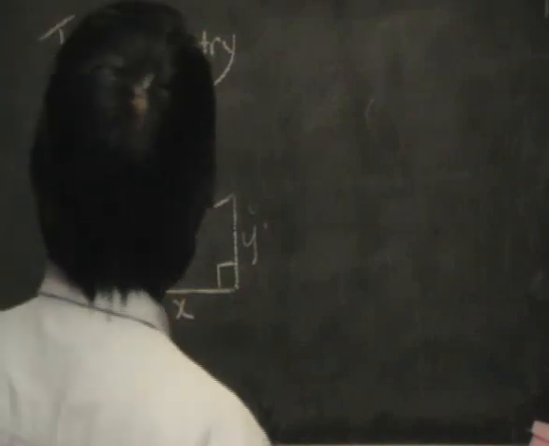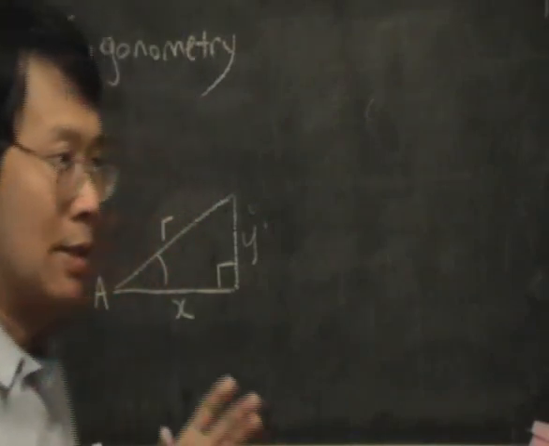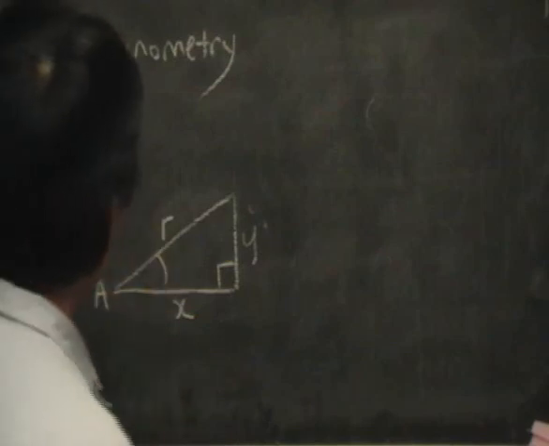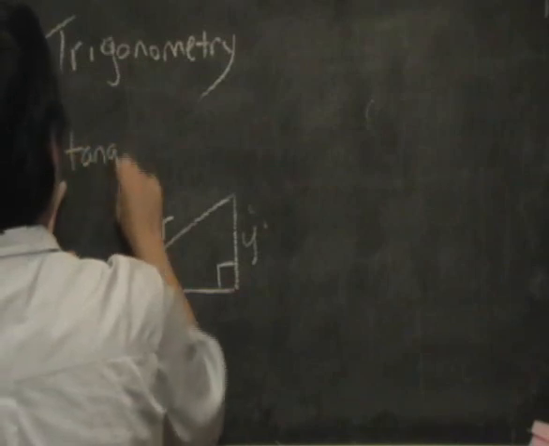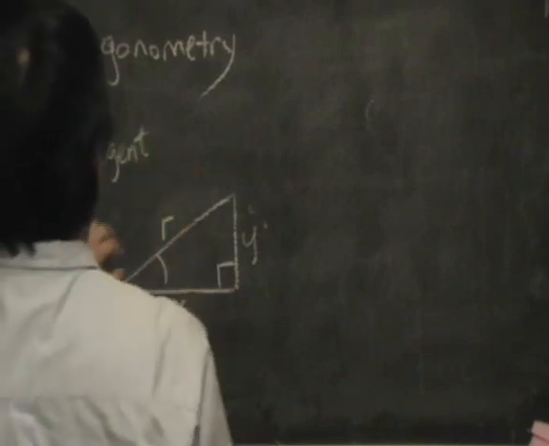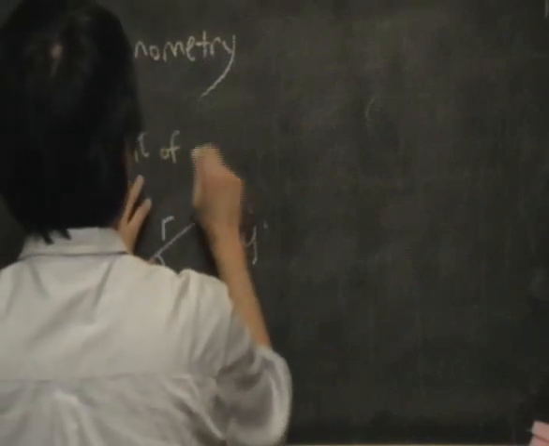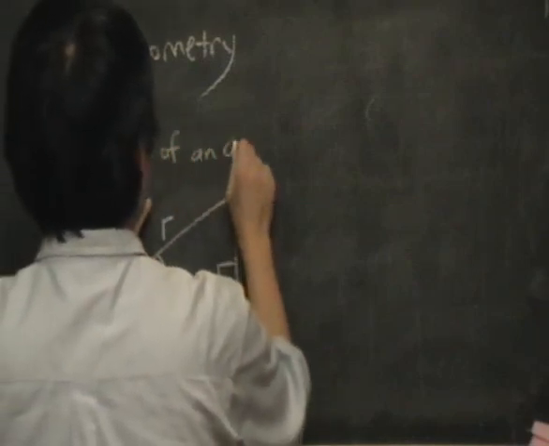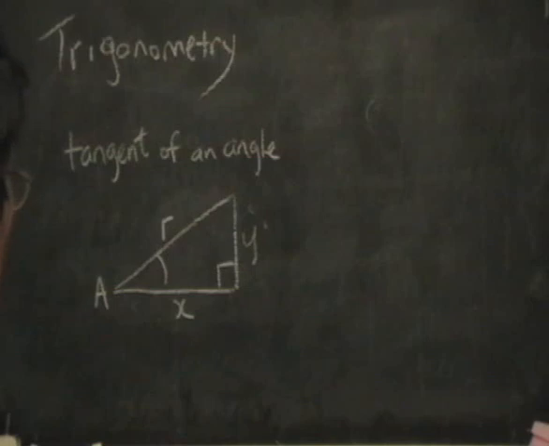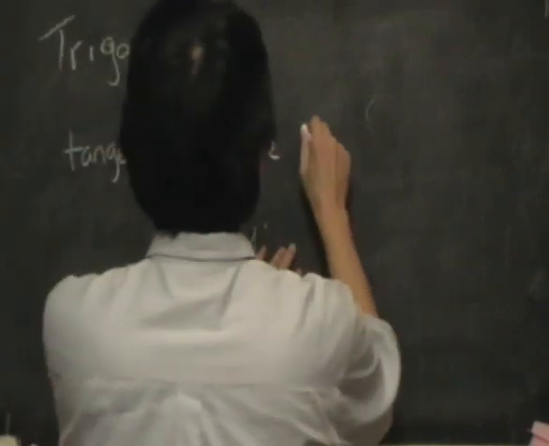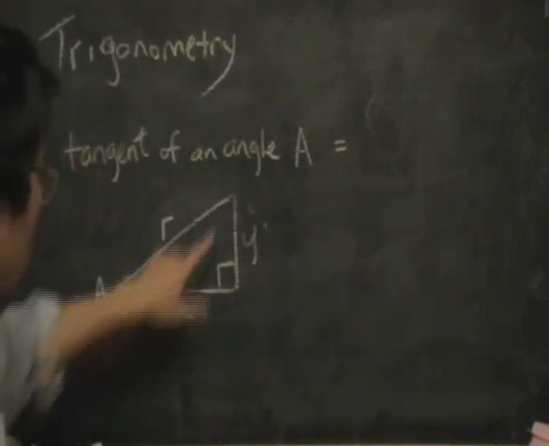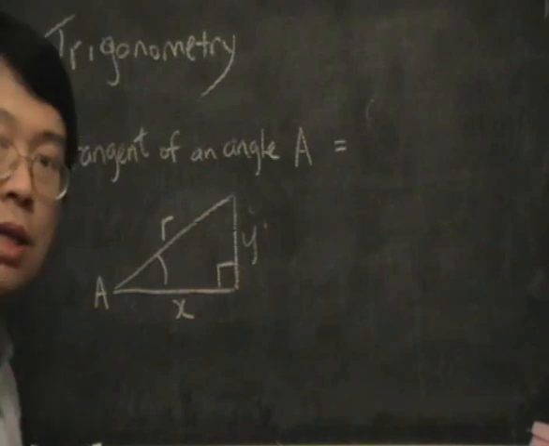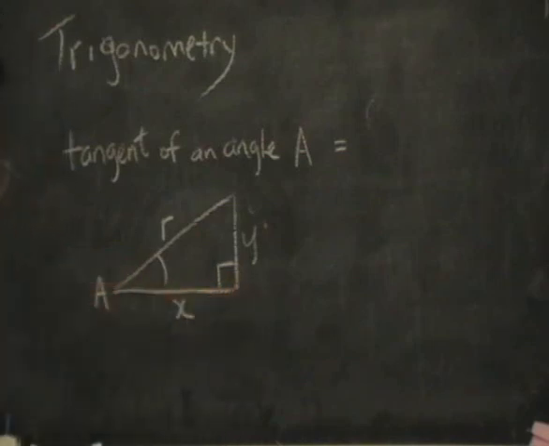And the last thing we're going to learn here is something called a tangent. The tangent of an angle. Now in this case, again, we look at the angle A. So the tangent of the angle A is equal to the side opposite the angle divided by the side adjacent to the angle.